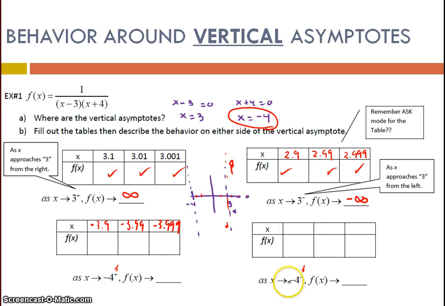While I have the calculator up, at the same time I'm going to pick values to the left of negative 4. So on the left of negative 4, like negative 4.1 would be out here. Negative 4.01 would be even closer. Negative 4.001. And we're going to put these values into the calculator and see, as x approaches negative 4 from the right, is the function going to positive infinity or negative infinity? So let me pull up the calculator.